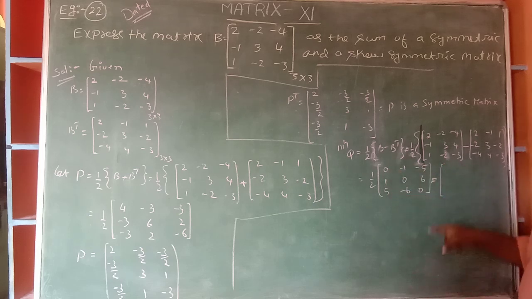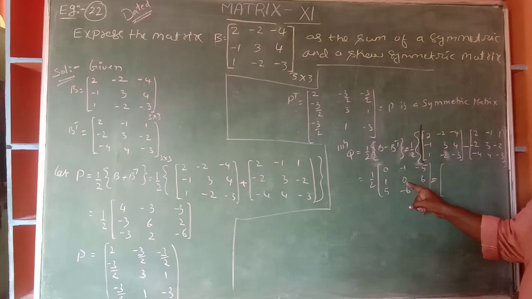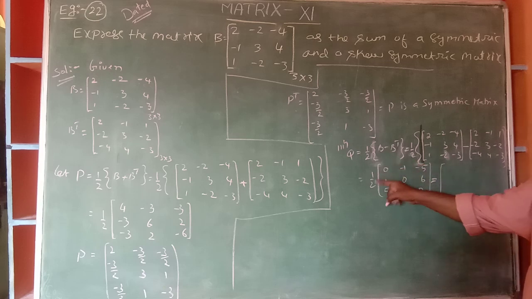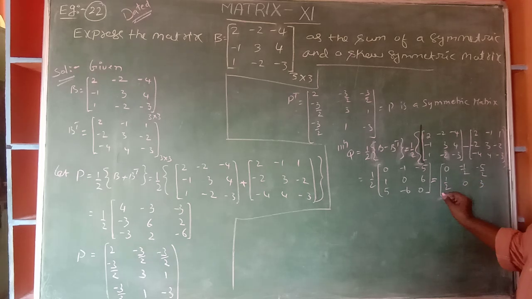this 1 by 2 is multiplied with each and every element of the matrix. 0 and 1 by 2 is 0. It is minus 1 by 2, 1 by 2 into minus 1 is minus 1 by 2. This is minus 5 by 2. It is also 1 by 2. It is 0 and it is 3. And here it is 5 by 2. It is 5 by 2 now. And it is minus 3 and it is also 0. Okay? You see there.